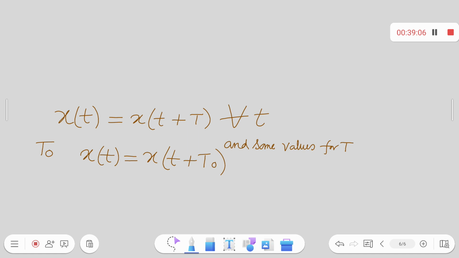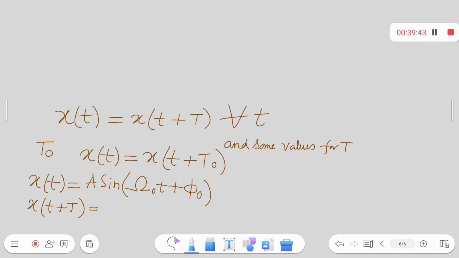For example, if I consider the signal x of t is equal to A sine omega naught t plus phi naught. Suppose the signal is defined like this. It's basically a sinusoidal signal. Now I can write x of t plus capital T. What is that?